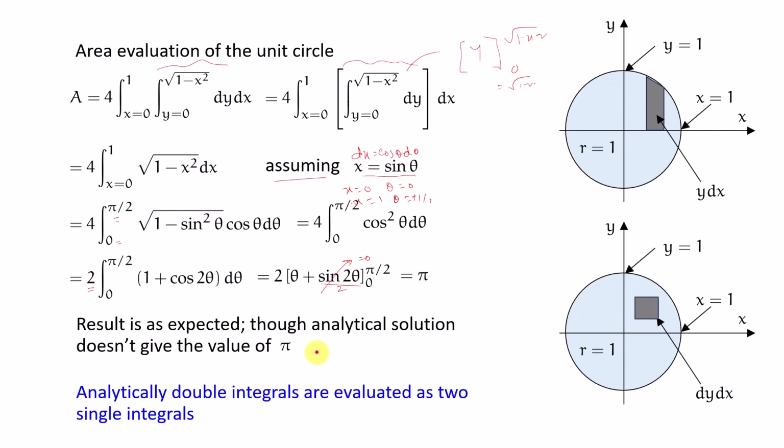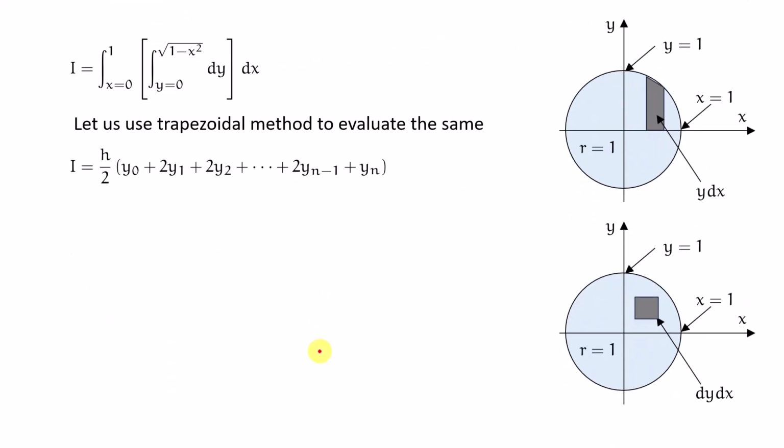We have two single integrals we have evaluated. That's it. But numerically, this is slightly different. So let us see the example taking the trapezoidal method. In the trapezoidal method, the rule is I equals h by 2, y0 plus 2y1, 2y2, etc. If I want to use this to evaluate this integral, I'll treat this as my y, and I'll evaluate this y at different locations. This y0, y1, y2, etc.